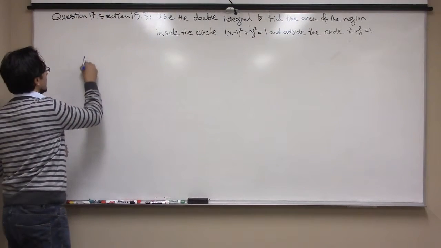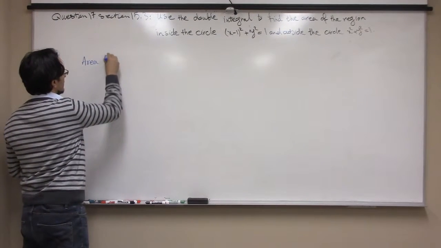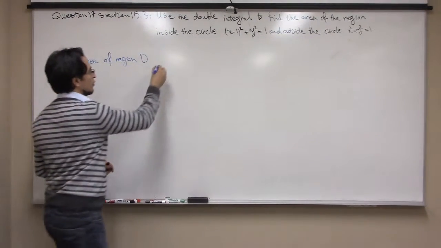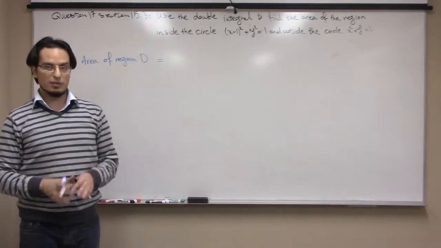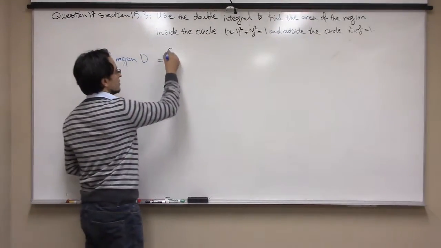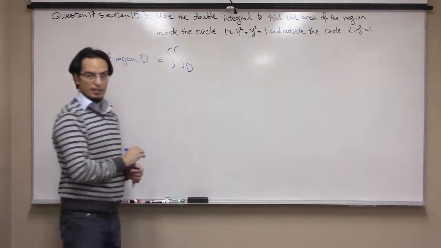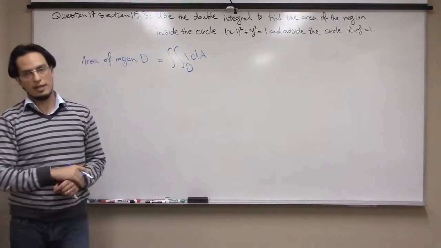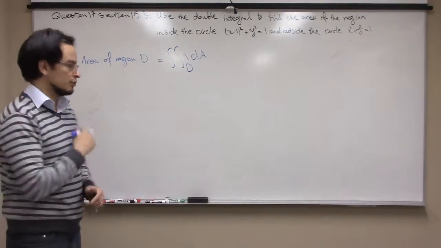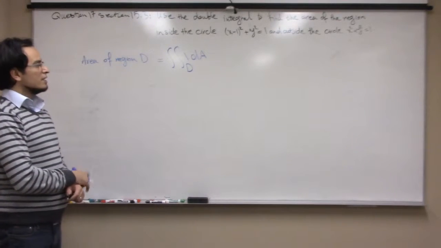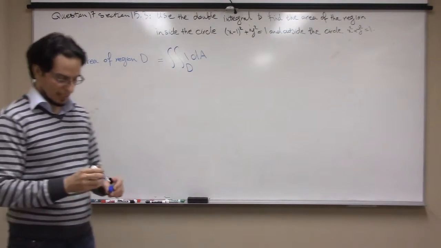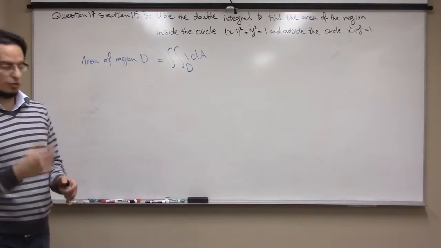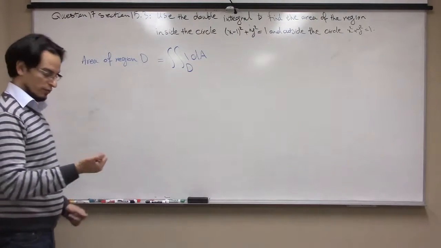So area of region, any region D, is equal, if you want to use double integral, what you need to do is just double integral over D. It is easy. Just 1 dA. The integrand should be 1 when you're trying to find the area. In this specific case, we have to see what is that region. First, describe it, at least sketch it first, then use the double integral to find the area.